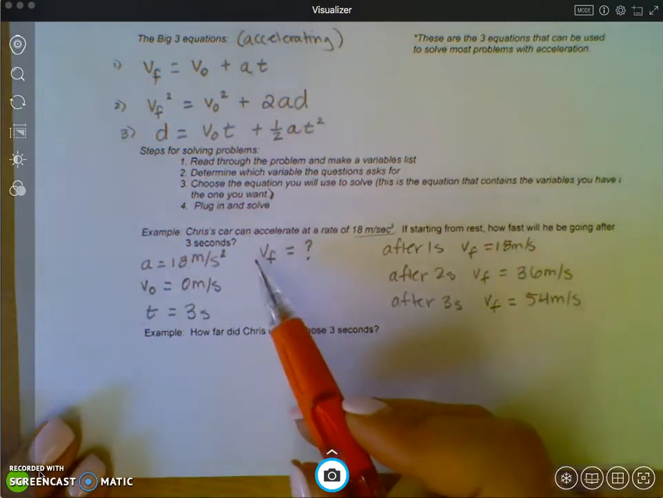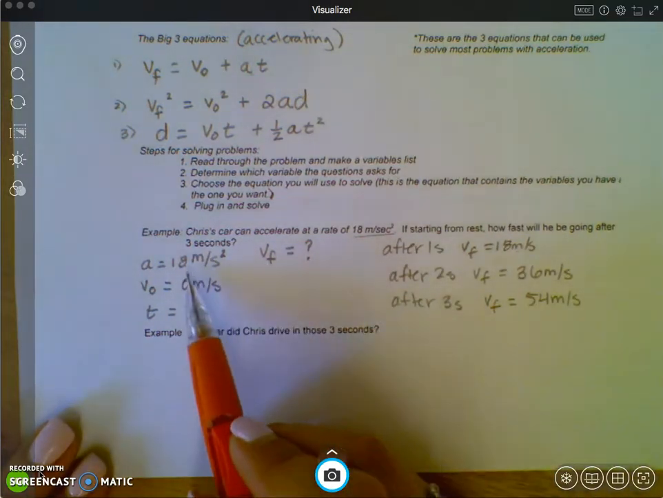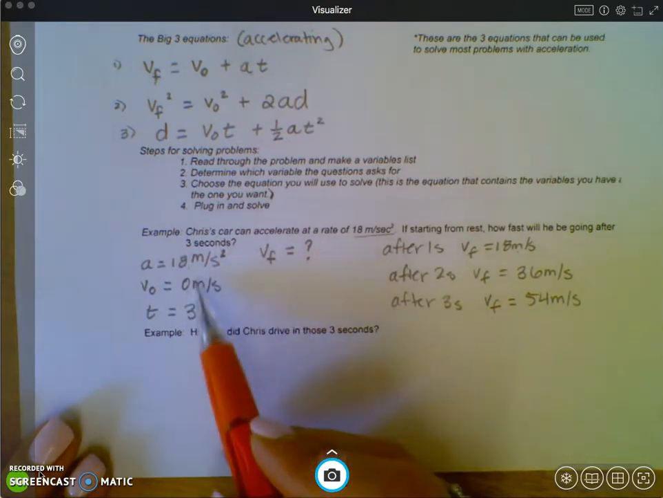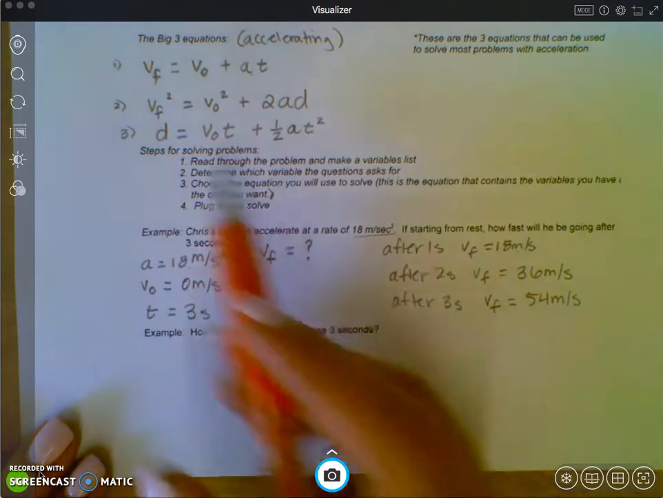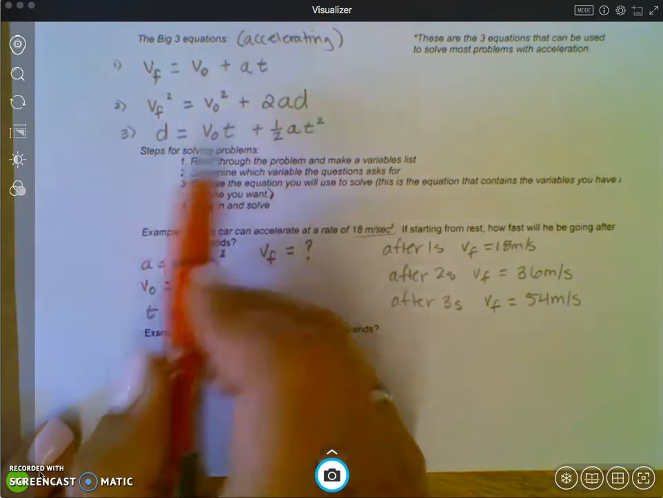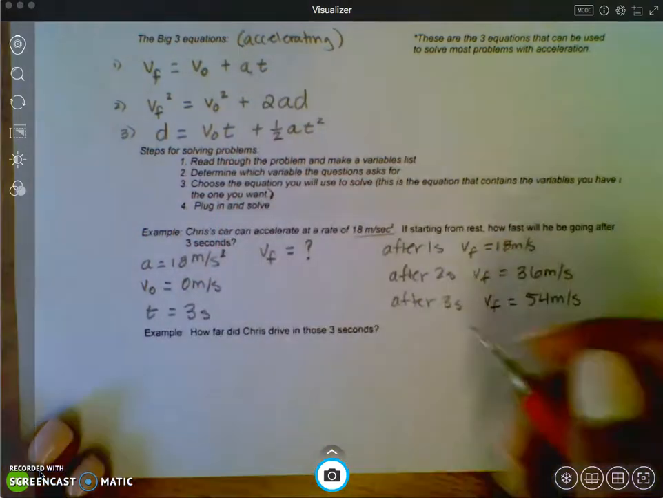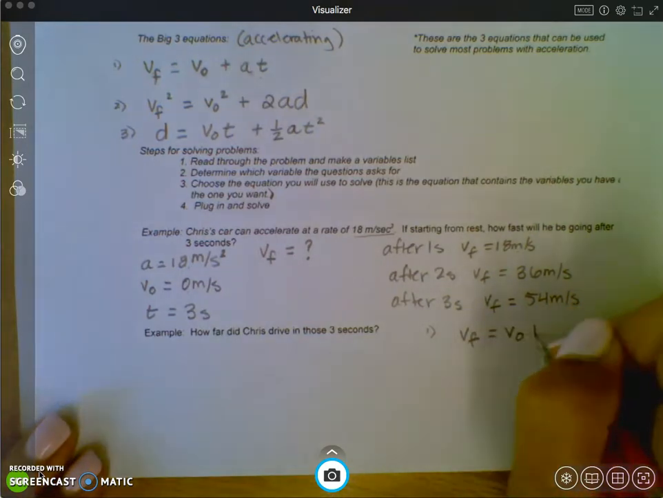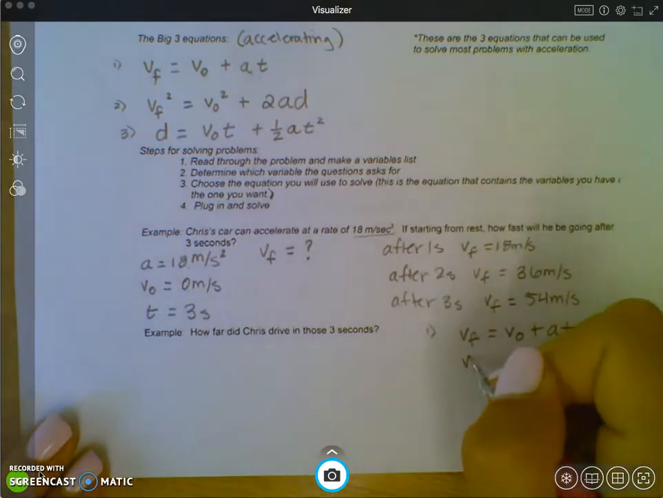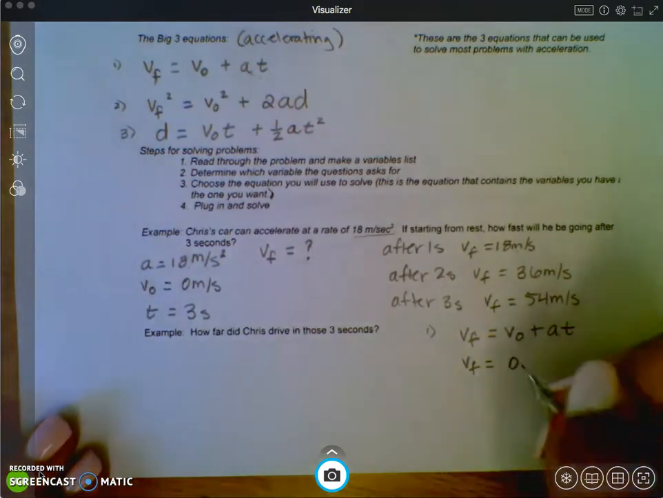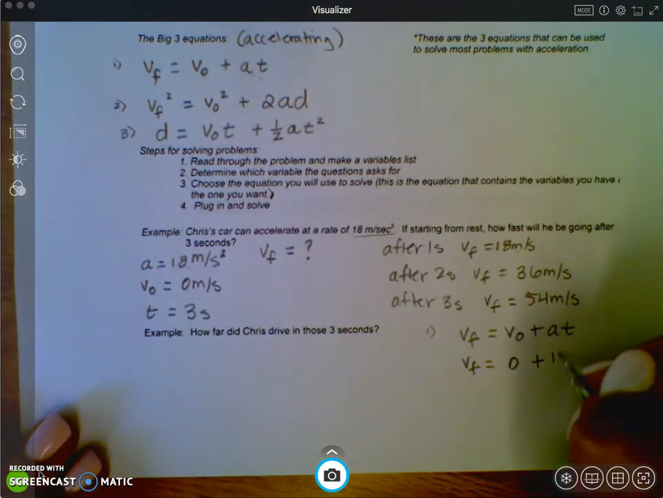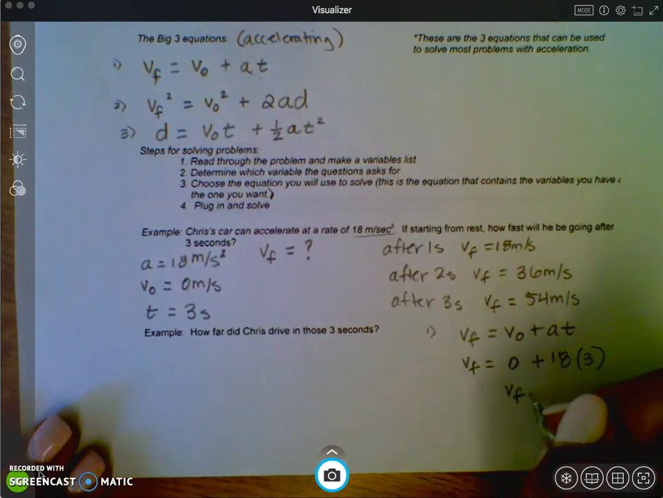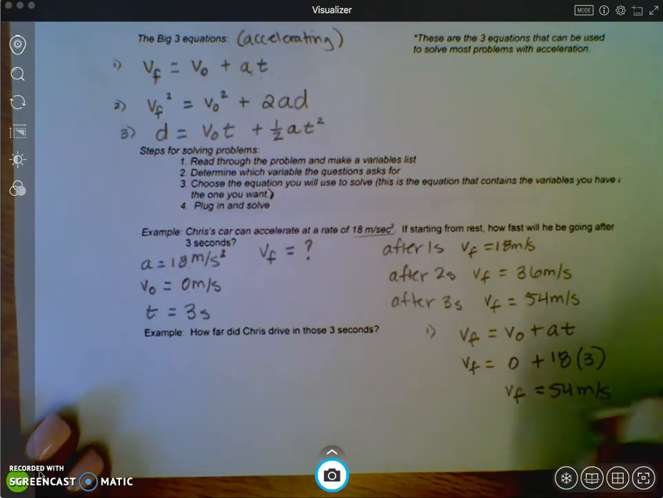If you wanted to actually plug it into an equation, you would choose the equation that has these 3 variables and this one. So the only variable we don't see in our list is displacement. So you want to pick the equation that does not have displacement in it. So that one does, that one does, that one does not. So we would choose equation 1, and we would say vf equals v naught plus at. And then when you plug in, that's the one you're looking for. v naught is 0, a is 18, and t is 3. And so if you plug that into your calculator, you would see that vf equals 54 meters per second.